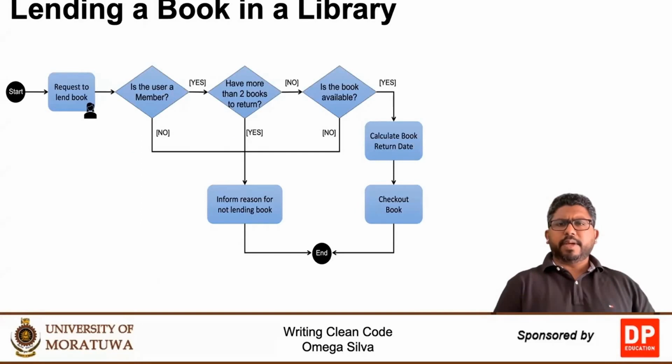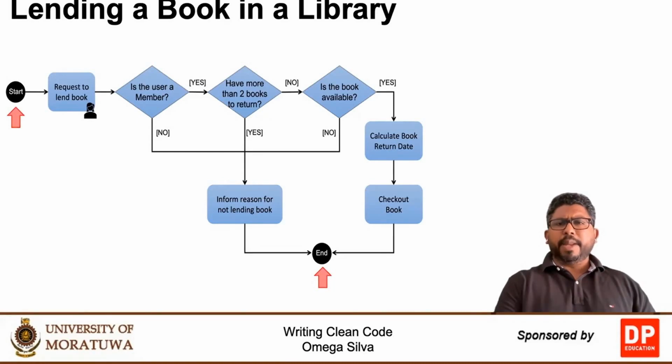To discuss these techniques in more detail, let's look at an example. We have selected a scenario of lending a book to a member from an online library management system. The diagram that you see here, which explains the scenario, is known as a flow diagram or a flow chart. These diagrams are used to discuss a decision-making process and the actions that happen after the decisions are made.